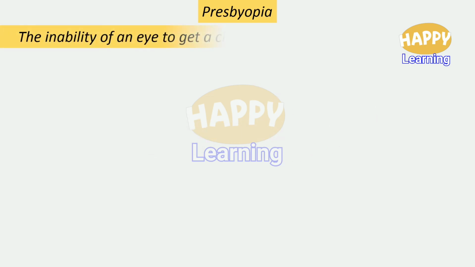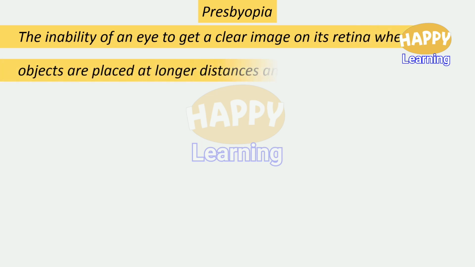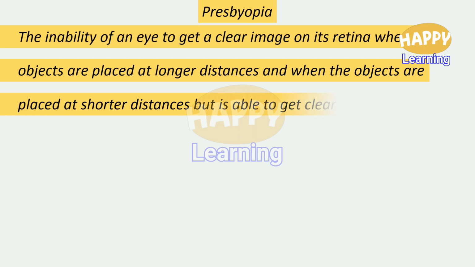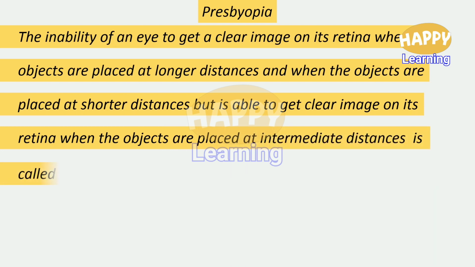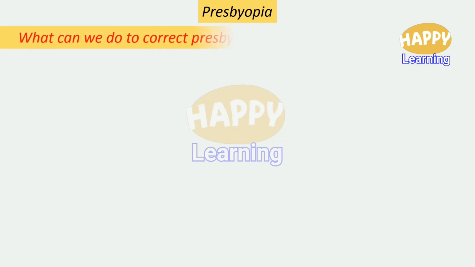The inability of an eye to get a clear image on its retina when the objects are placed at longer distances and when the objects are placed at shorter distances, but is able to get a clear image on its retina when the objects are placed at intermediate distances. This problem is called presbyopia. What can we do to correct presbyopia?